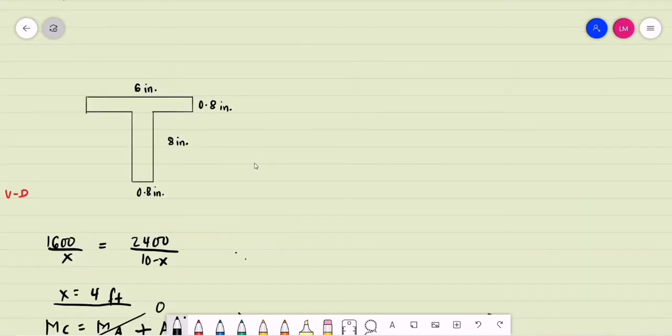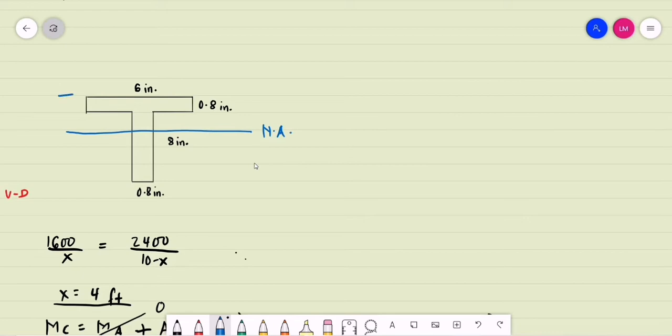Before we compute for the bending stresses, we need to determine the moment of inertia of our beam, which is a T-beam. First, we need to locate its neutral axis. So I'll be assuming that this is the neutral axis of the beam, this blue line.